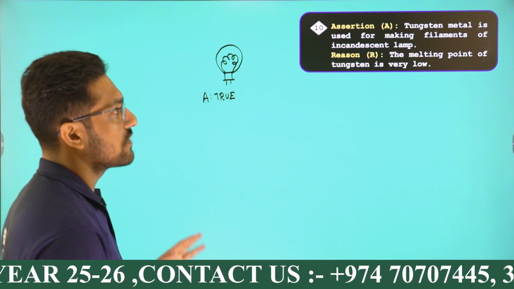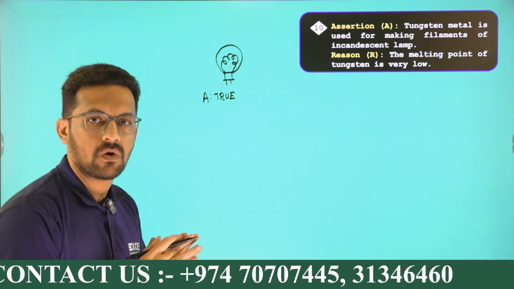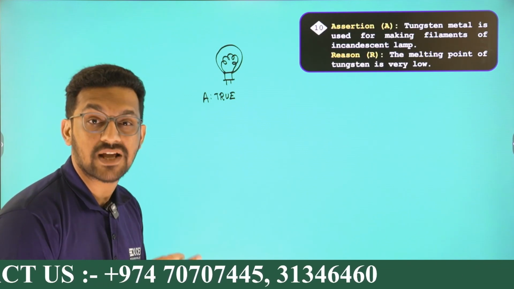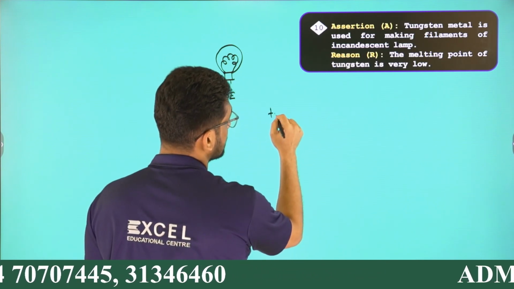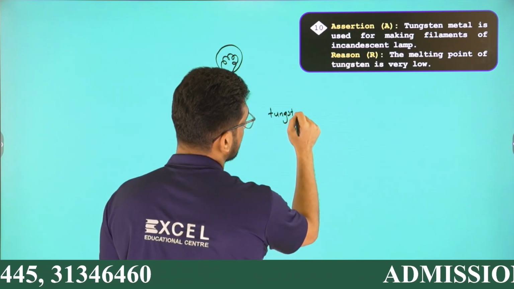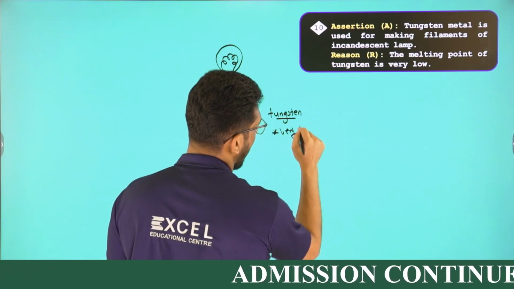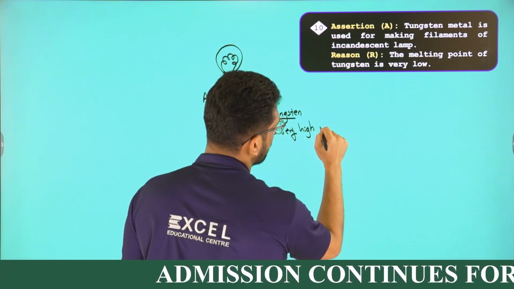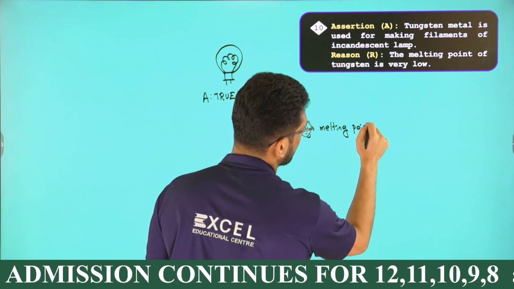Now look at the reason. What is the reason? The melting point of tungsten is very low. Is the melting point of tungsten very low? No. What are the properties of tungsten metal? Tungsten has a very high melting point.